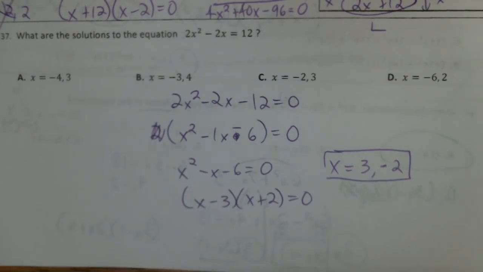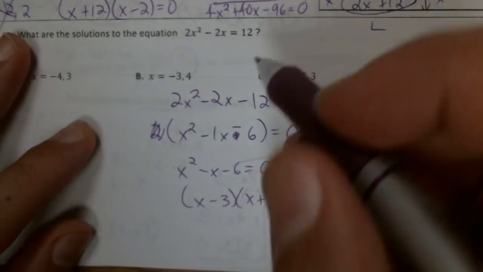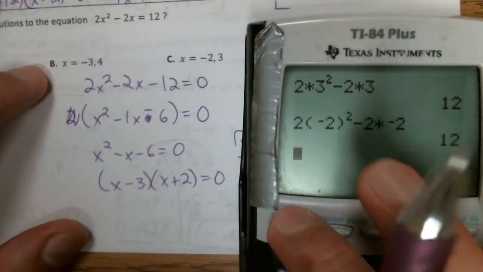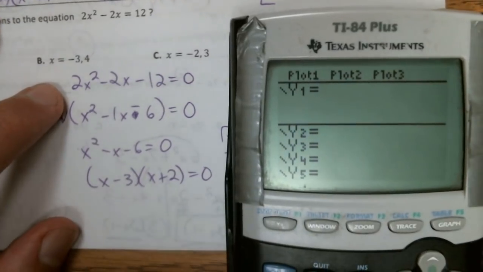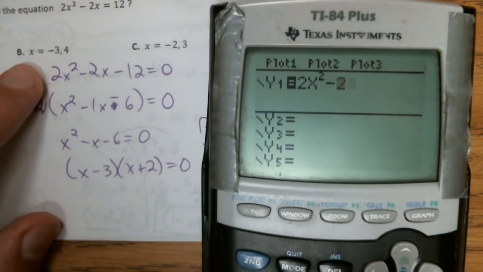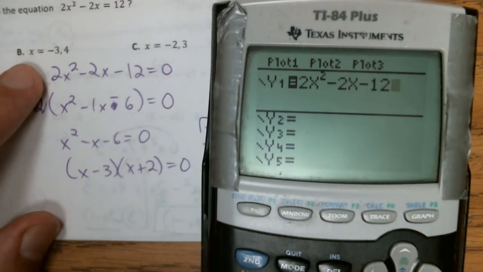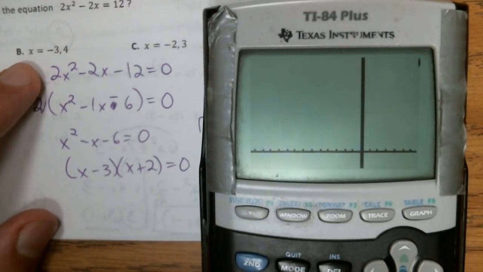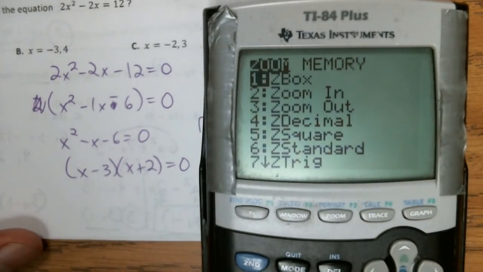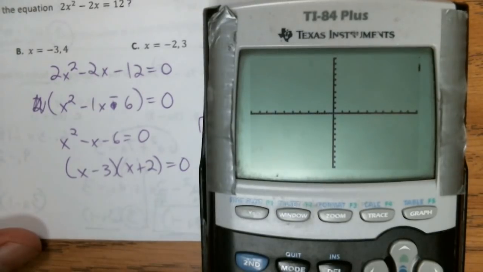One more thing. If this is on the calculator portion, guys, you can graph this. Oh my goodness, this is another way to do it. Go to y equals, type in 2x squared minus 2x minus 12. Let's graph it. Okay, I've got a weird window because I did that zoom fit. I don't want to do that. Let's go back to zoom standard, zoom 6.